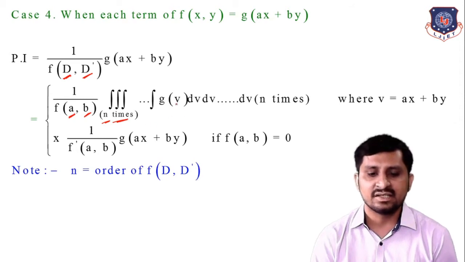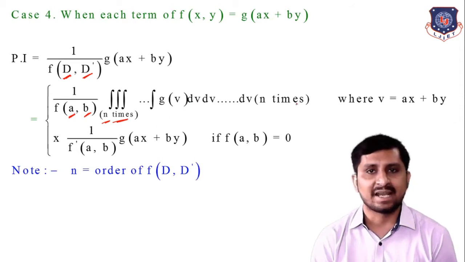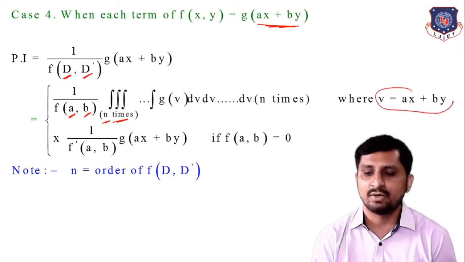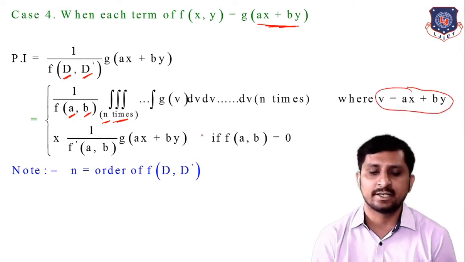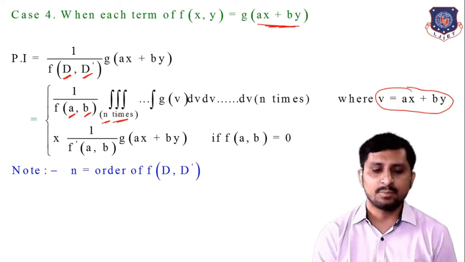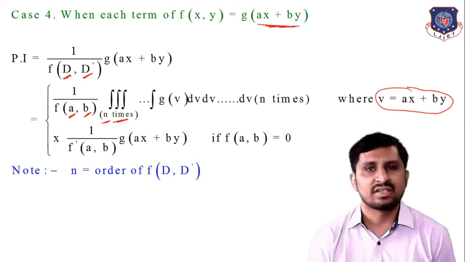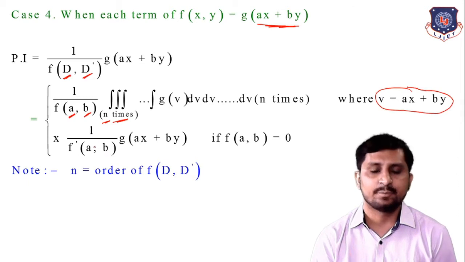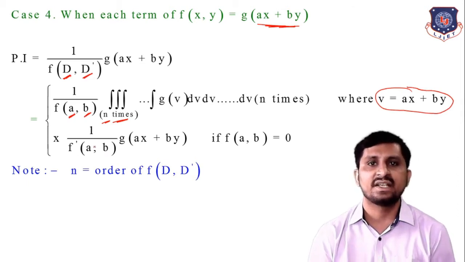g of v, dv up to n times. Okay. Where v is what? ax plus by. So first of all you have to assume v is nothing but ax plus by, that you have to assume whenever you find particular integral. Now again, suppose the denominator becomes 0, so the same rule you can apply, that you have to multiply with x, and differentiate with respect to D. So you will get f dash, and take D and D dash. Instead of D and D dash, you can take a and b respectively.